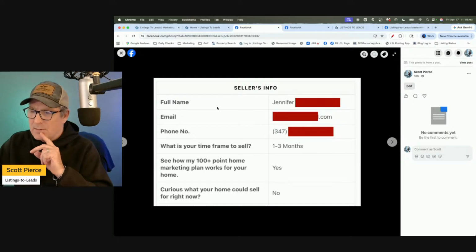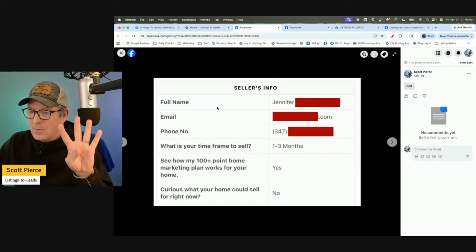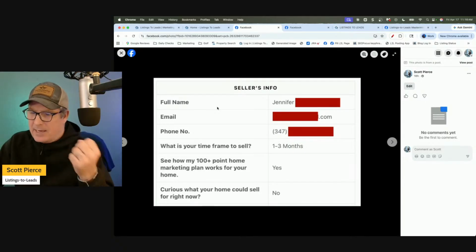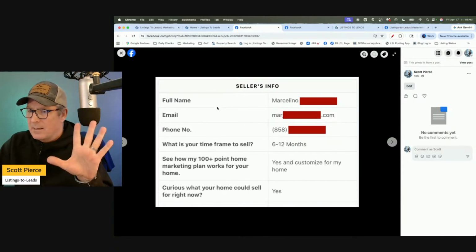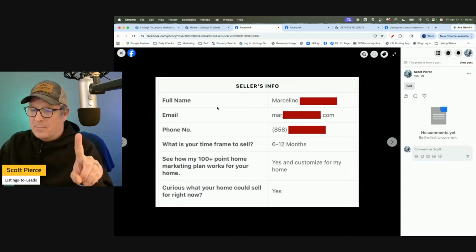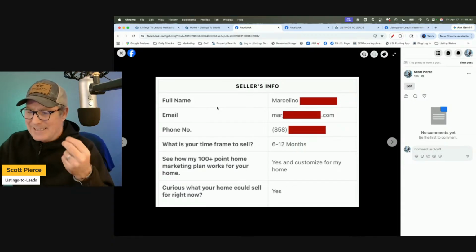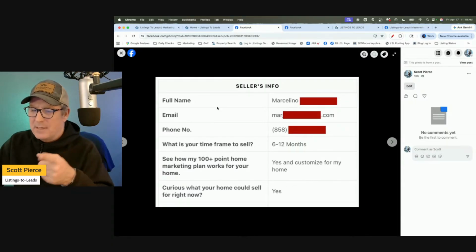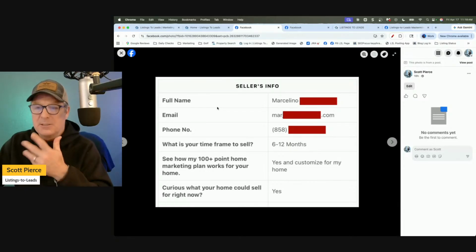Jennifer, this is lead number 4, time frame 1 to 3 months. She's curious and would like to see my 100-point home marketing plan, but not curious about her home's value. Lead number 5, time frame to sell 6 to 12 months. See how my 100-point home marketing plan works for your home? Yes, and customized for my home. Curious what your home could sell for right now? Yes. This is probably the hottest lead.